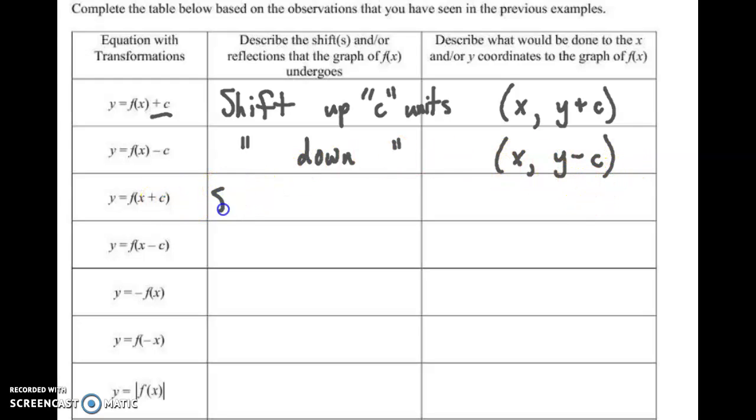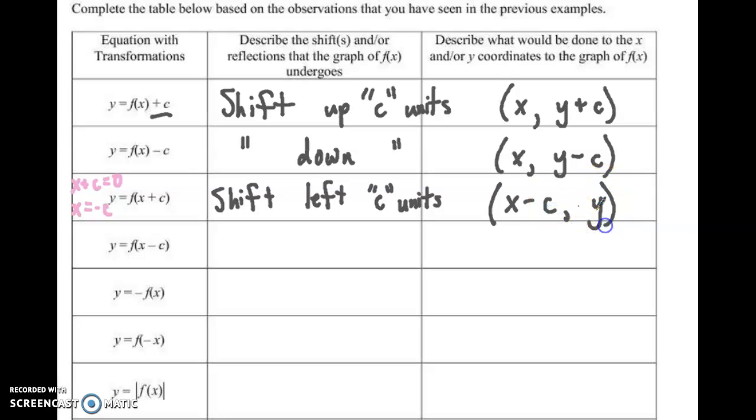But then when we get to this one, it seems backwards, but the best way I can explain this is when it's inside the parentheses, you would set what's inside the parentheses equal to 0. So when you subtract c over, it's backwards. And you may remember that from Algebra 2, that it's shifting left c units. Depending on what c is, if c is like 3, you shift to the left 3 units. So this would be written in the form x minus c, and the y coordinate stays the same.